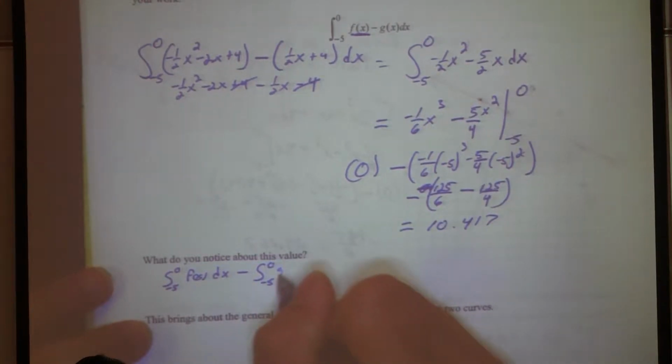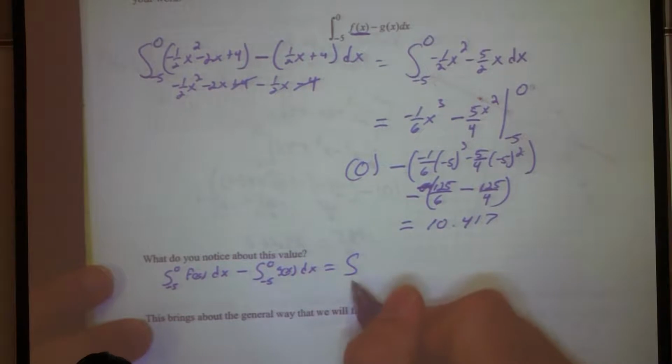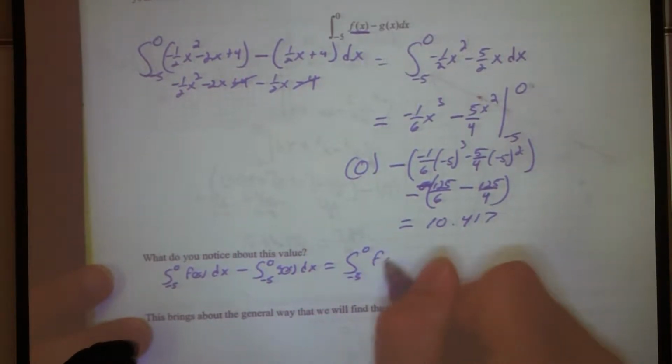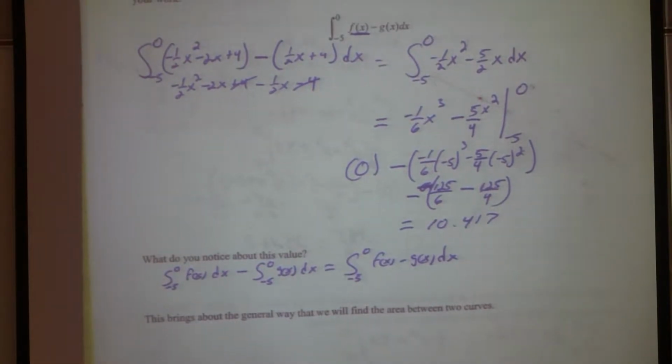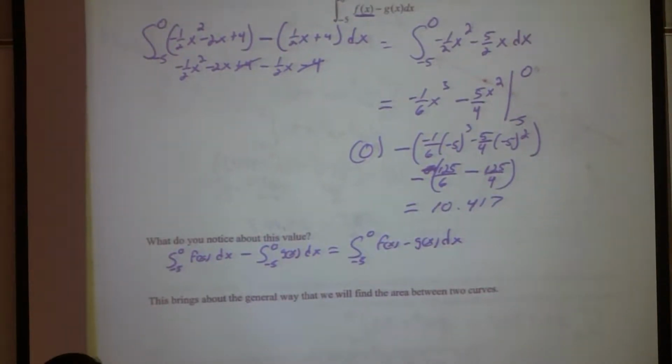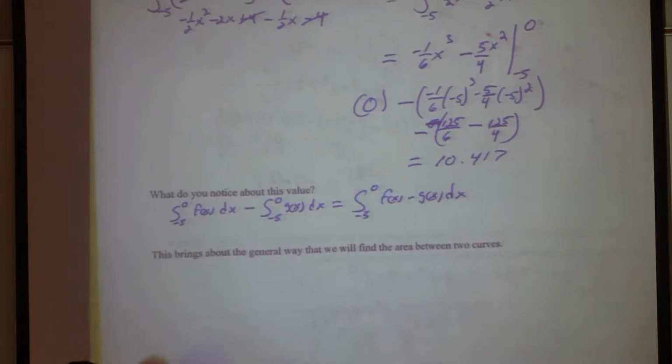The integral from negative 5 to 0 of g of x, that's mathematically equivalent to just doing the integral from negative 5 to 0 of f minus what? G. Cool? Alright, so this brings us to the general way that we will find area between two curves.